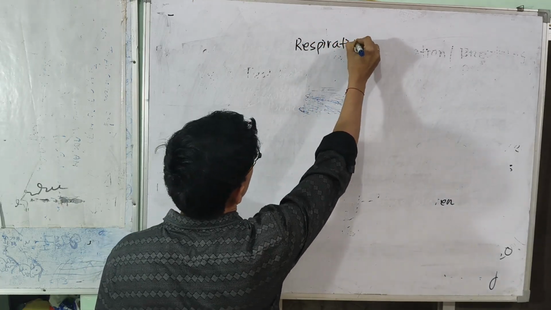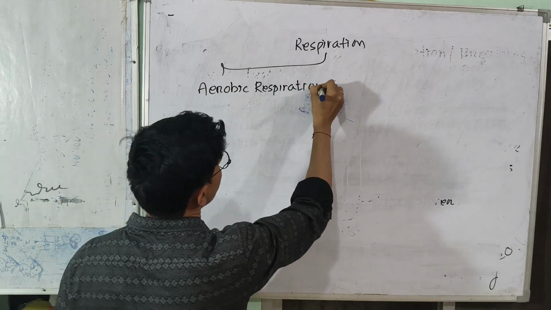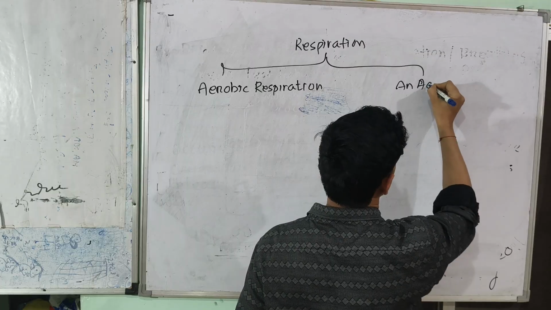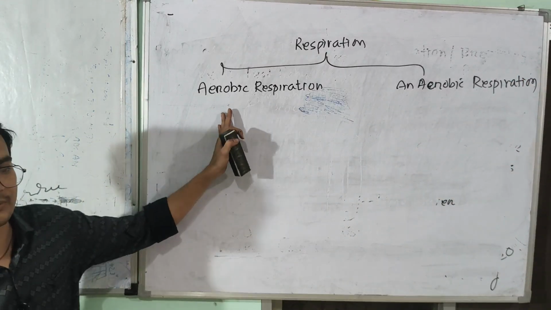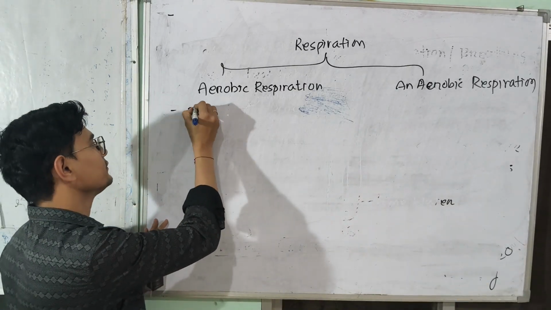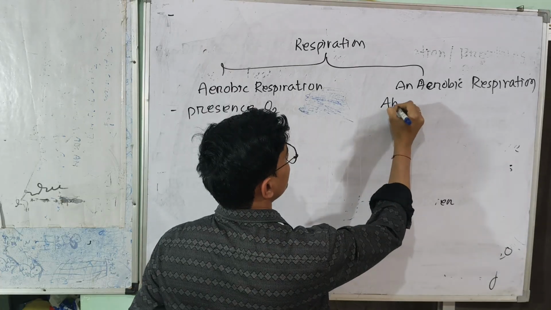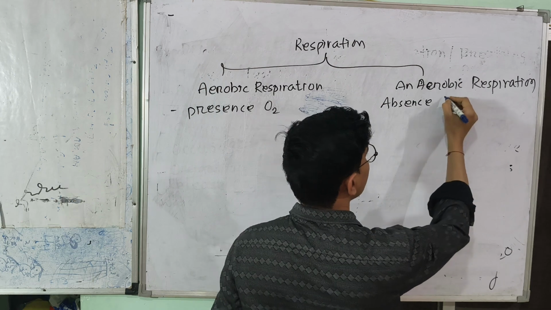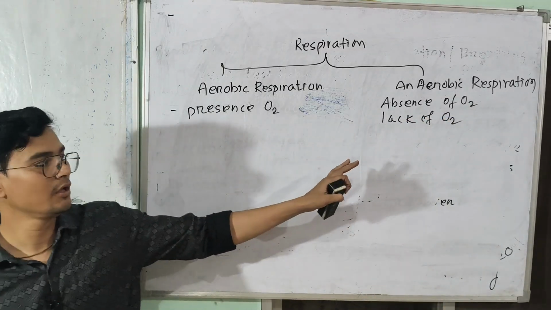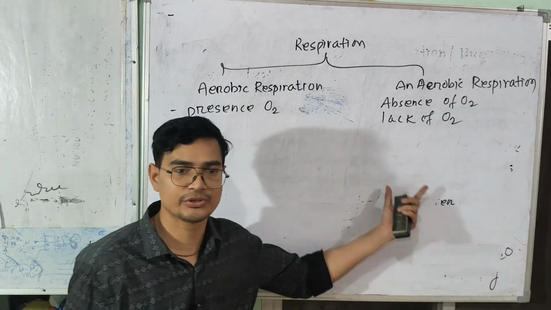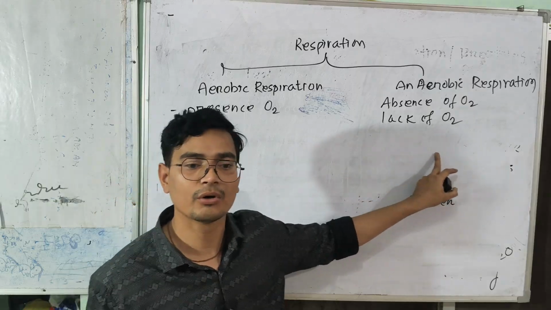There are two types of respiration. One is performed in the presence of oxygen, called aerobic respiration, and the other in the absence or lack of oxygen, called anaerobic respiration. When we do excessive physical exercise, our muscle cells face a lack of oxygen and generate lactic acid. Otherwise, anaerobic respiration occurs only in microorganisms.